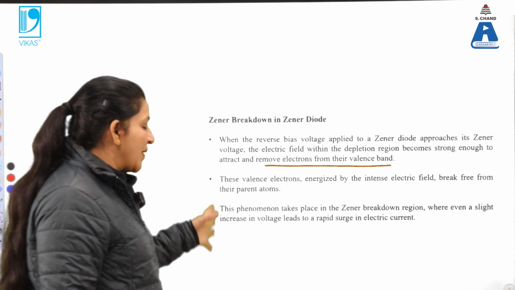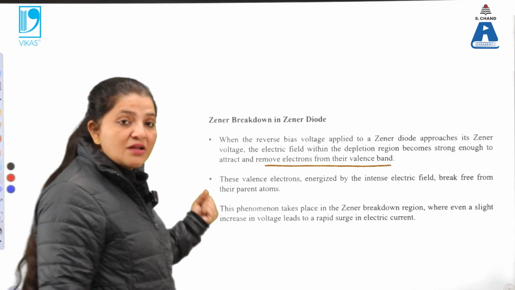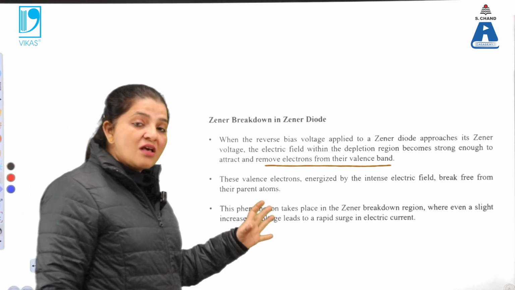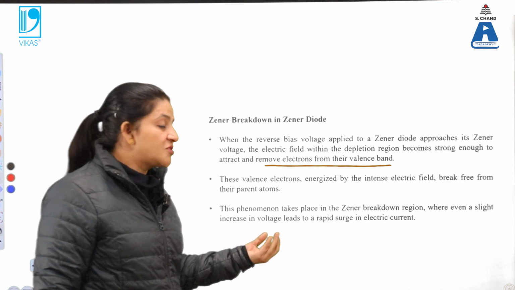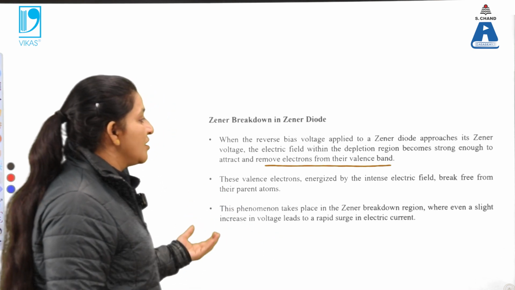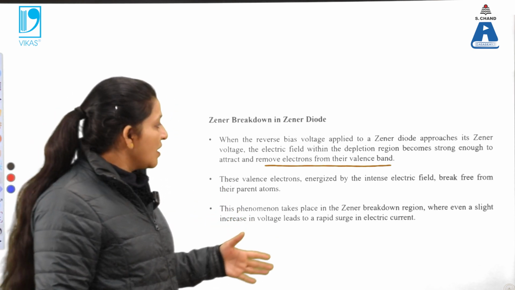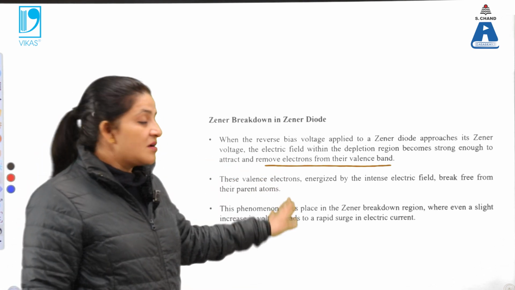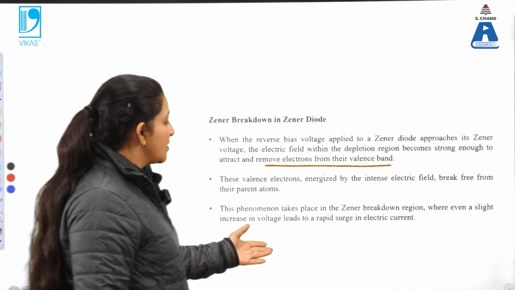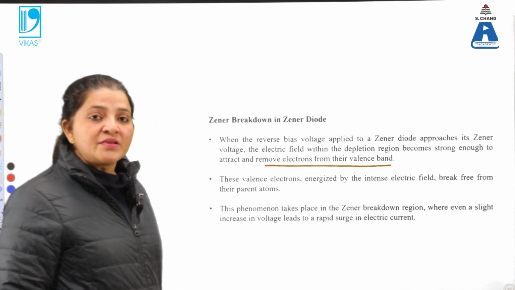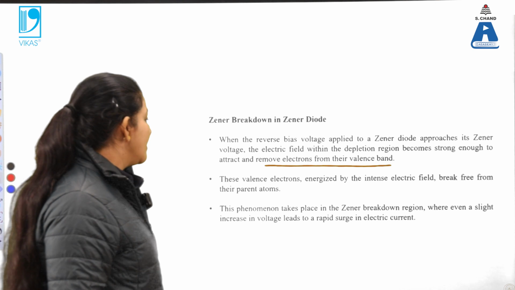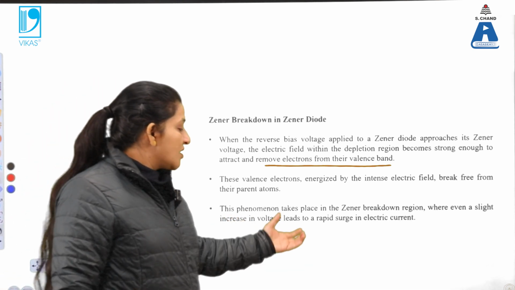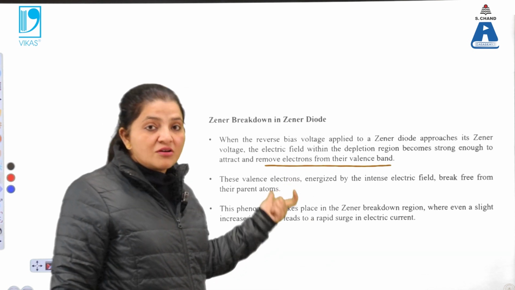That means from the parent atoms, the electrons get ejected out, and due to the increase in charge carriers, the current will be enhanced, because the more charge carriers there are, the more current there will be in the Zener diode, and this Zener diode works only in the reverse condition. So this phenomenon is known as the Zener breakdown region, and even a slight increase in the voltage leads to a rapid surge in the electric current.